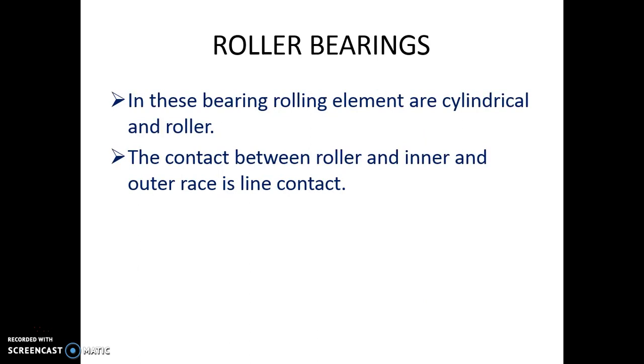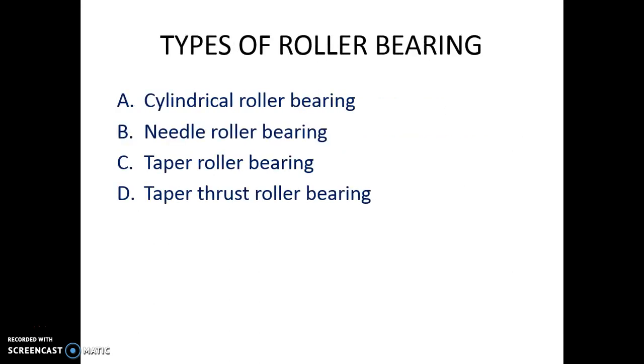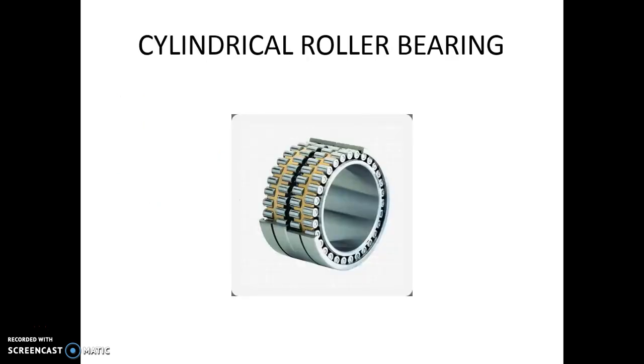Then next, when load is again increased, we have to increase the contacting surface, so the balls will be replaced by rollers. In this bearing, the rolling elements are cylindrical rollers. The contact between roller and inner surface is a line contact. Again, there are different types: cylindrical, needle, taper, and taper thrust bearing. So this is a cylindrical roller bearing.